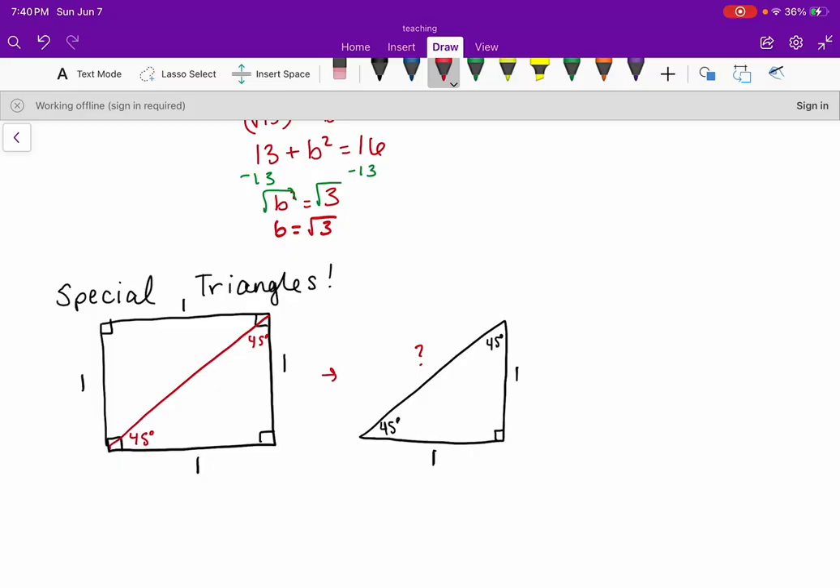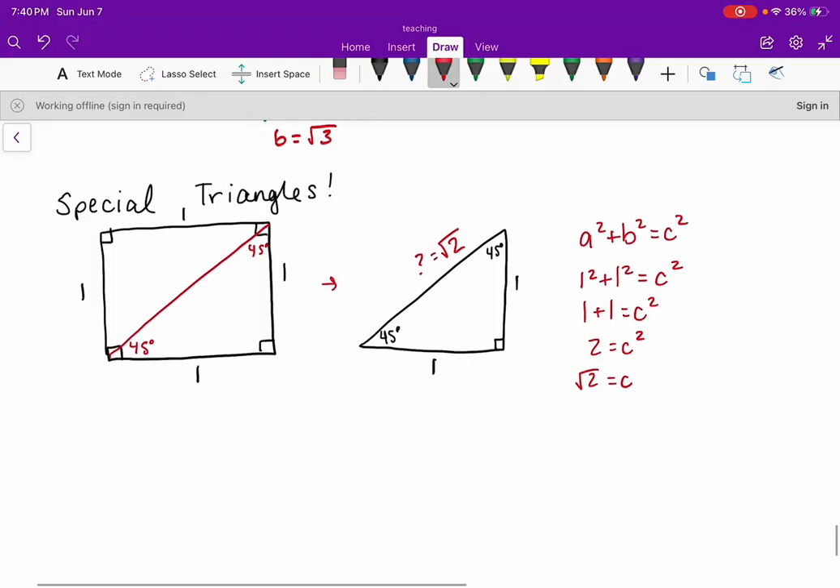I use Pythagorean theorem, so I'm going to say a squared plus b squared equals c squared. So 1 squared plus 1 squared equals c squared. So I get 1 plus 1 equals c squared. 2 equals c squared. So c equals square root of 2. So this side, this hypotenuse, would be square root of 2.